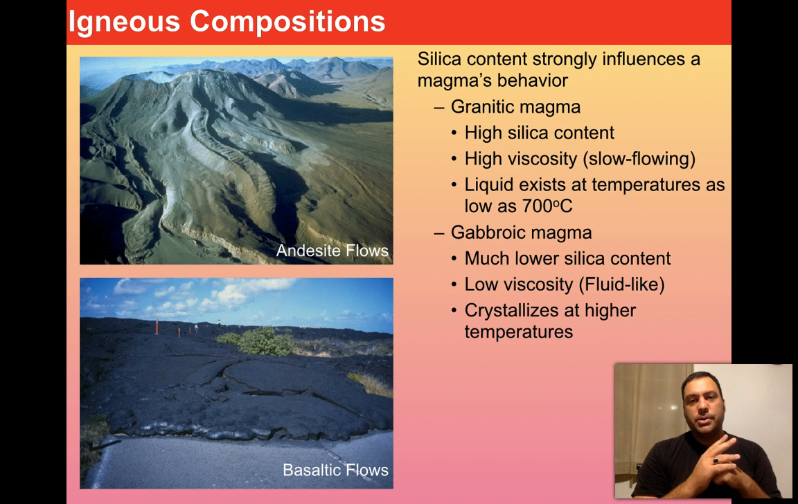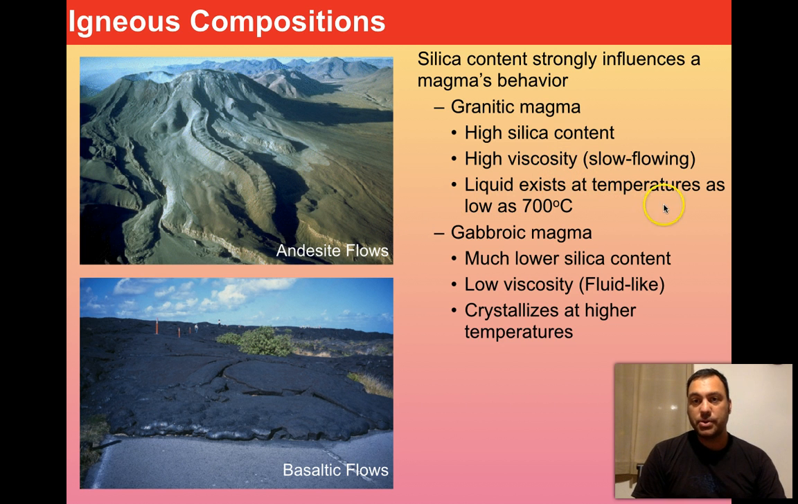So composition, it turns out, has a major effect on the behavior of magma on planet Earth. So, for example, granitic magmas have high silica content. And it turns out that high silica makes it a very sticky magma, which means it has high viscosity. It's slow flowing.